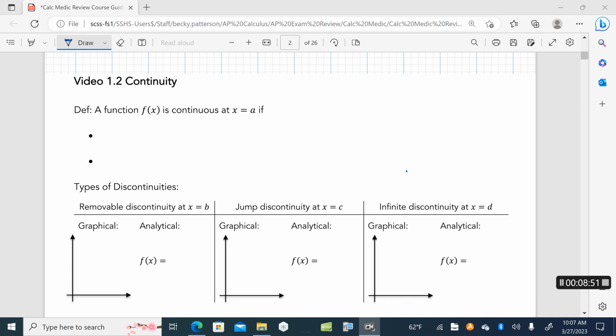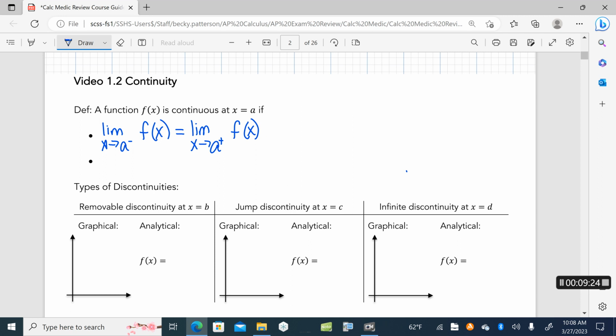Okay, so now let's talk about continuity. A function f of x is continuous at x equals a if, and this is a very formal definition that is most likely going to pop up on an FRQ. So the first part is that the limit, as x approaches a from the left of f of x must equal the limit as x approaches a from the right of f of x. Just means they have to be headed in the same direction.